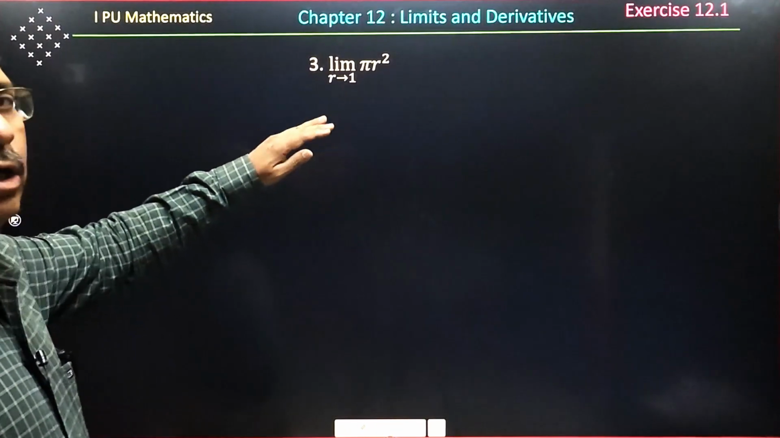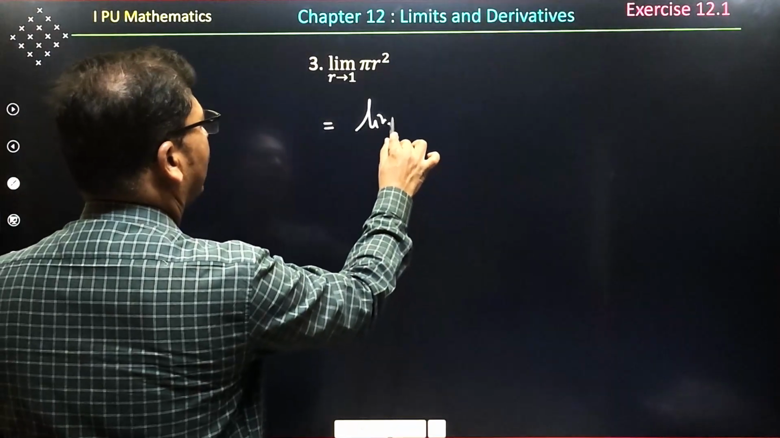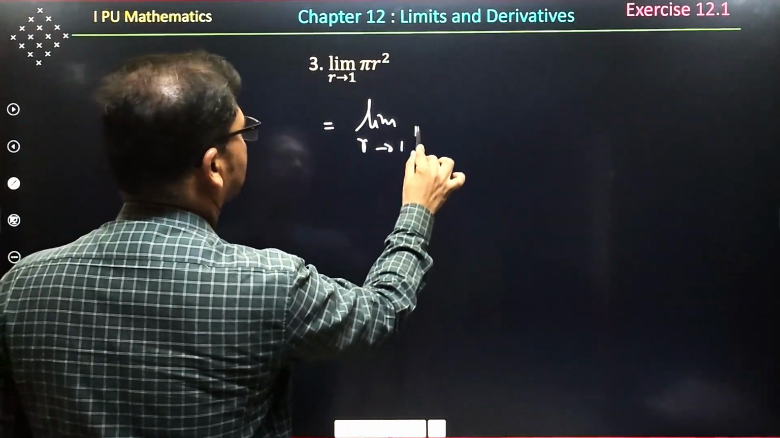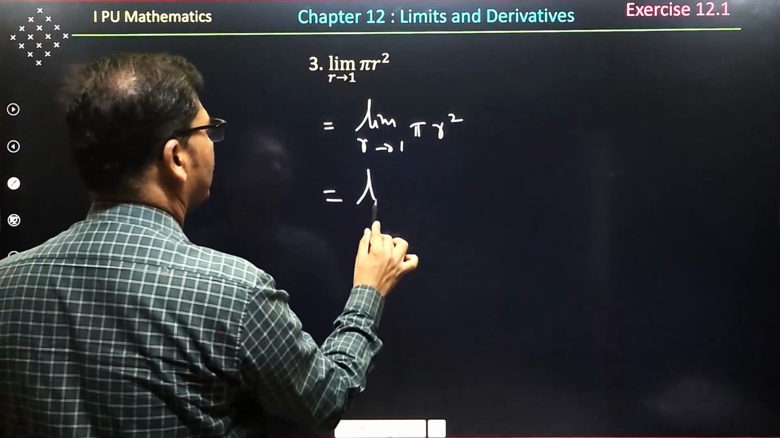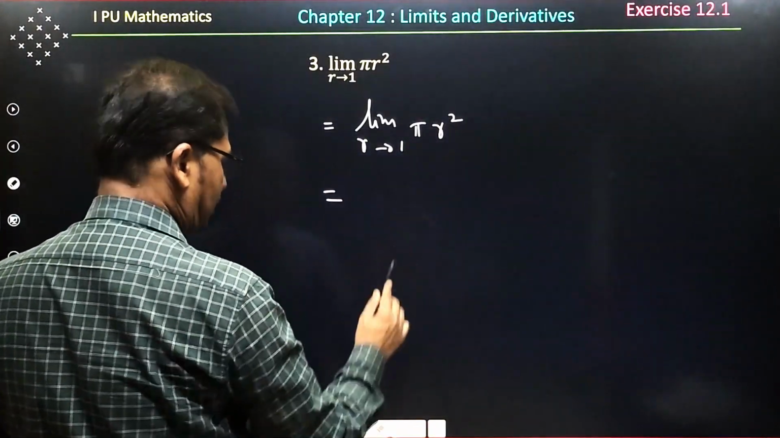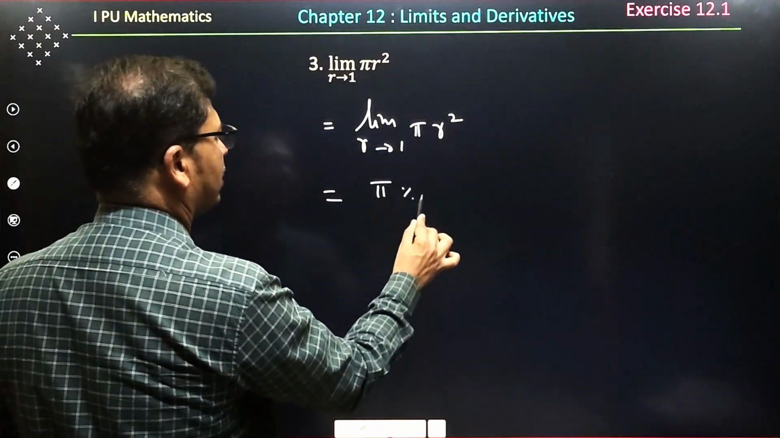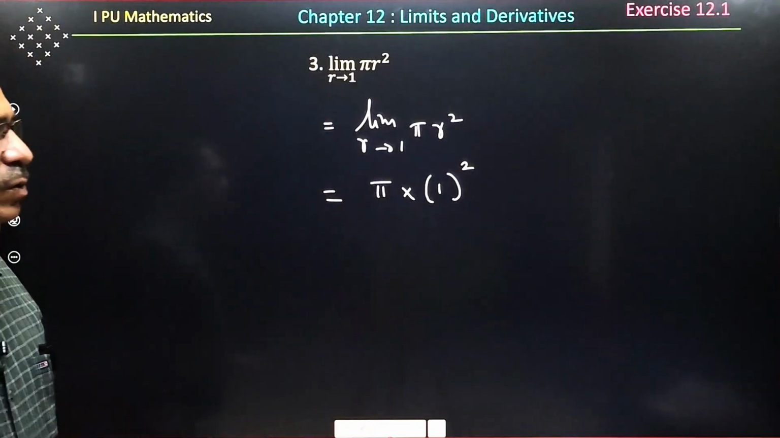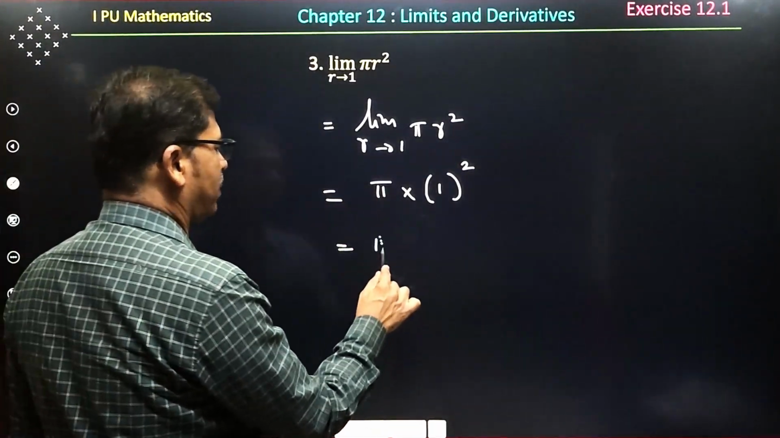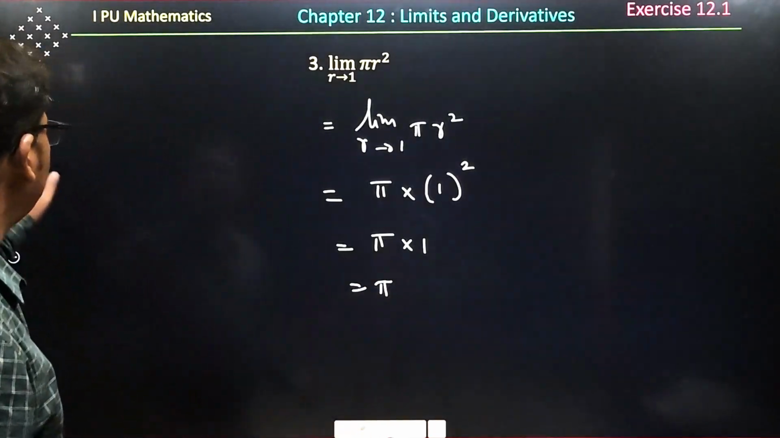Limit r tends to 1 of pi r square. This is the given question. This is equal to direct substitution. Nothing to calculate here. Pi as it is, r is 1 to the power 2. So your answer is pi into 1 square, which is 1 only. Pi into 1 is pi itself. So the answer is pi. Now let us move to the next question.